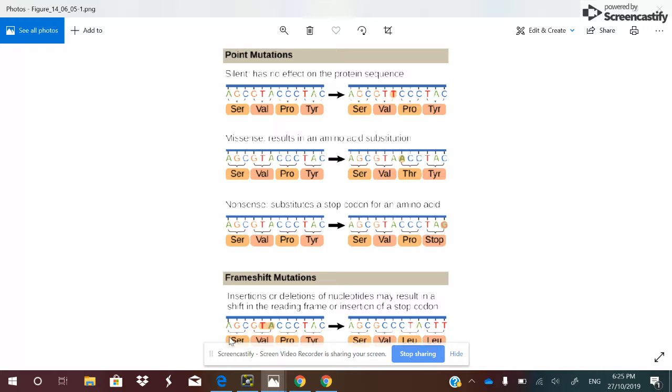Now frame-shift mutation. A frame-shift mutation means insertion or deletion. Here, these two are deleted. So C shifts and attaches to G. You can see here the reading becomes completely different: serine, valine, proline, tyrosine, serine, valine, leucine, leucine. So all the amino acids after the point of deletion or insertion change completely, and hence the protein becomes dysfunctional.